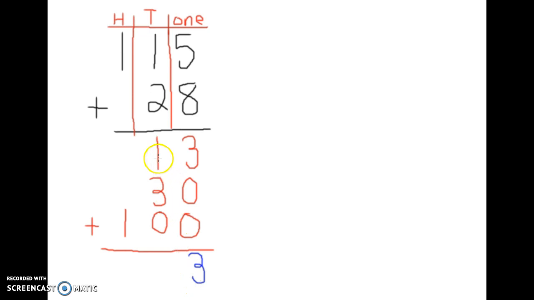Then over here we have 1 plus 3 plus 0. 1 plus 3 is 4. 4 plus 0 is just 4. Okay. And then we have just a 1. We could put zeros up here if we wanted to, but we don't have to. So 1 plus nothing else is going to be 1, which means that our final answer for 115 plus 28 is 143.